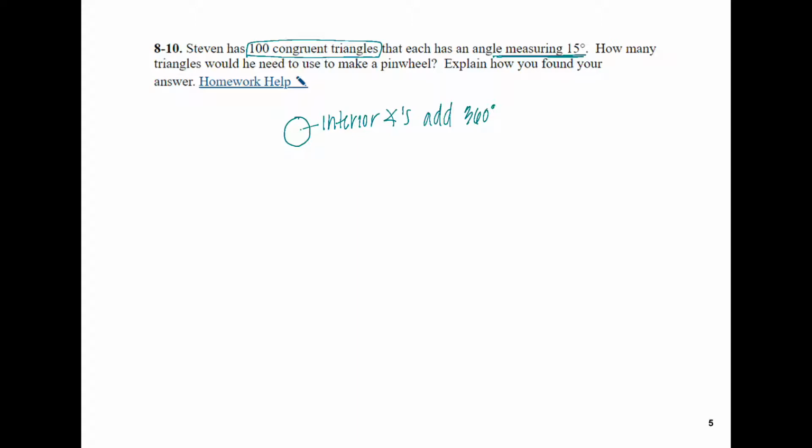So if we know we have 100 congruent triangles and all of them have an angle measure that is 15 degrees, we can use the 15 degree angle measure as our corresponding angle. So if we take 360 and divide it by that corresponding angle of 15 degrees, we know that we will need 24 triangles to create a pinwheel.